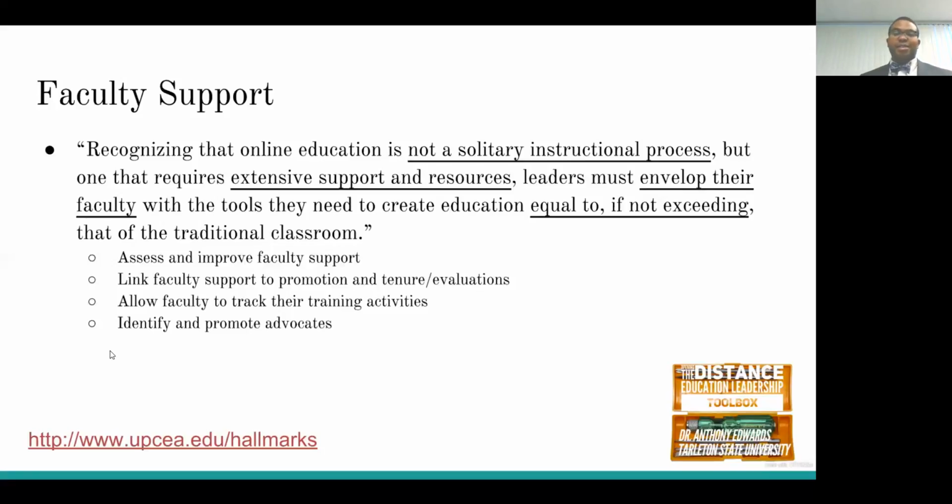I know it's a sensitive topic in terms of assessment of instruction of faculty members. I know that some institutions use Quality Matters, Online Learning Consortium, different types of assessments, or they have their own homegrown assessments. But it is a way for institutions and faculty members and departments to have those discussions about improving instruction. Linking faculty support to promotion and tenure evaluations, or annual evaluations.